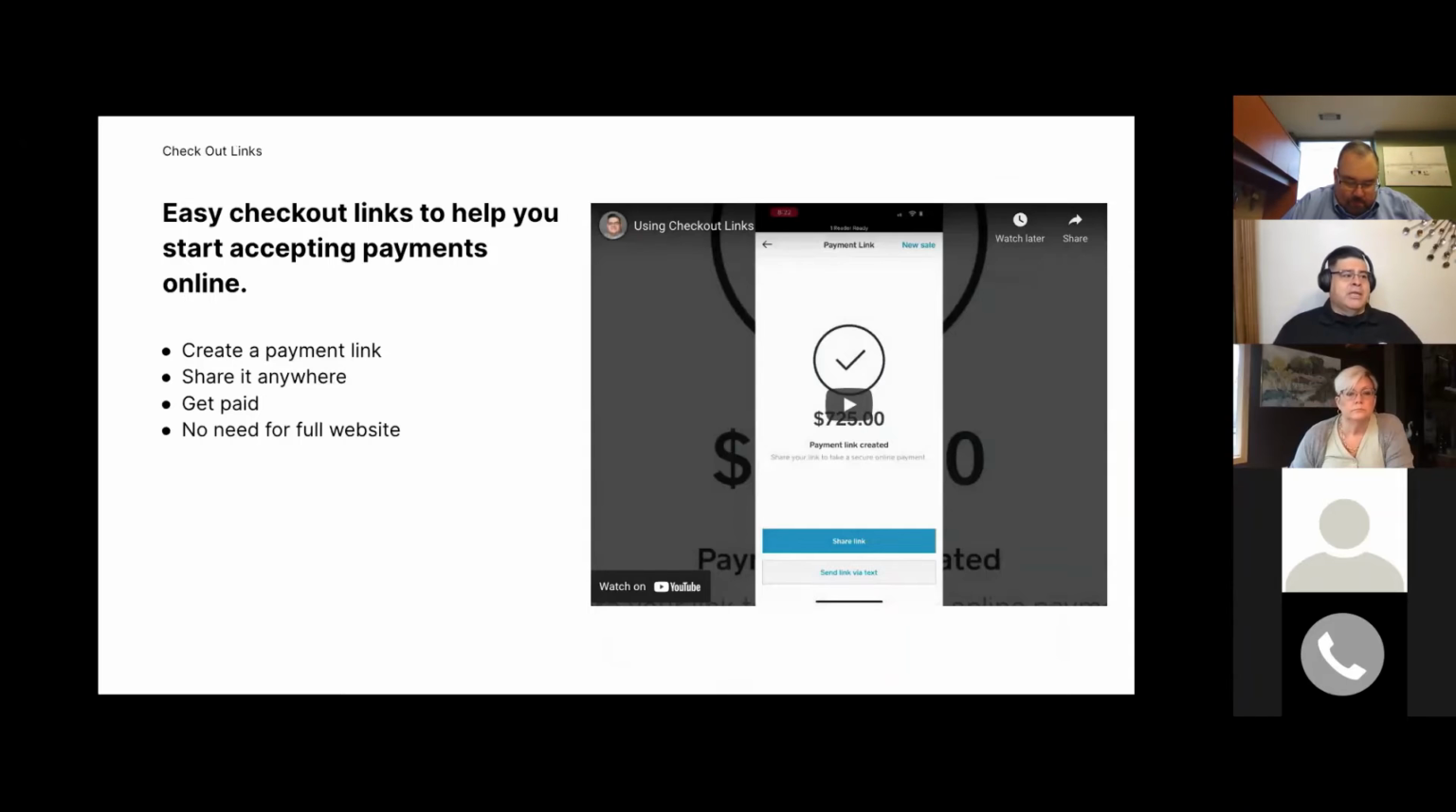And then online payment links, so checkout links, really the quickest and easiest way to get selling online, right? Customers just click through. You can create a checkout link. You can text it. You can email it. Folks click on it, and then they just make a payment here.